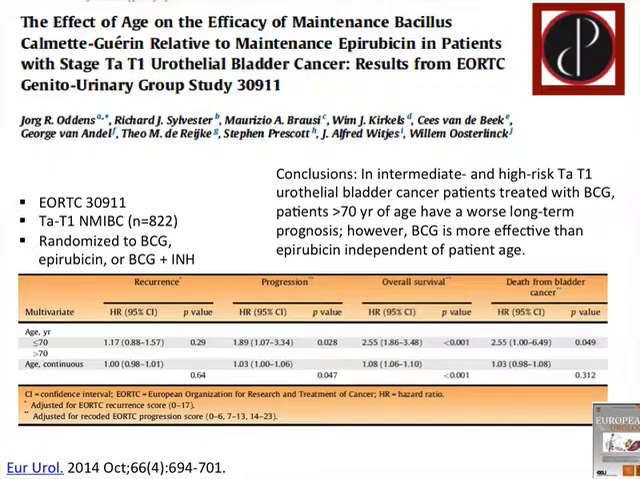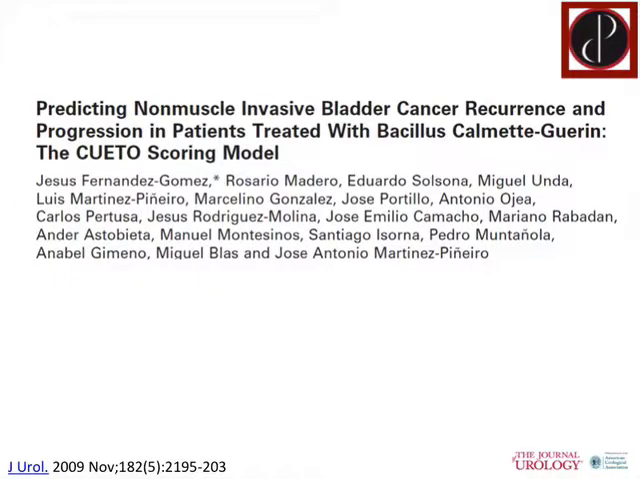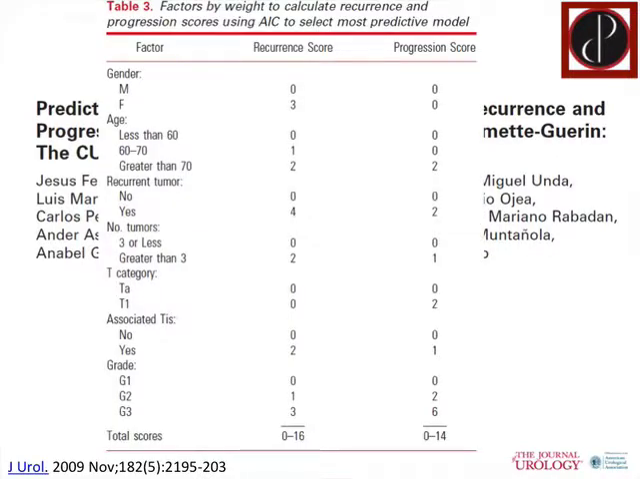So they concluded that in intermediate and high-risk TA-T1, patients with the age of 70 and more have a worse long-term prognosis. However, BCG is more effective than the other ways of treatment, including epirubicin. And then Gomez et al. actually added age to this previous nomogram for prediction of recurrence and progression in non-muscle invasive bladder cancer.